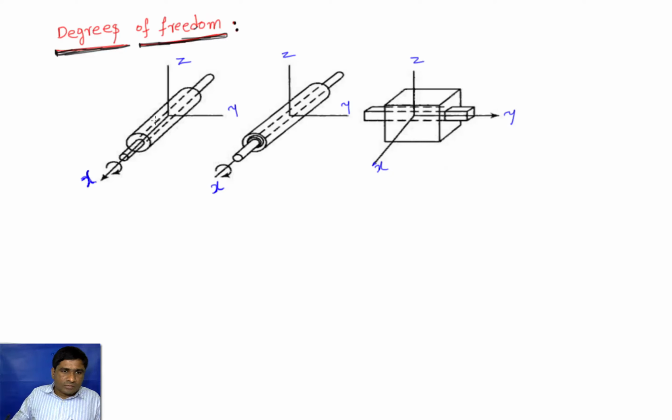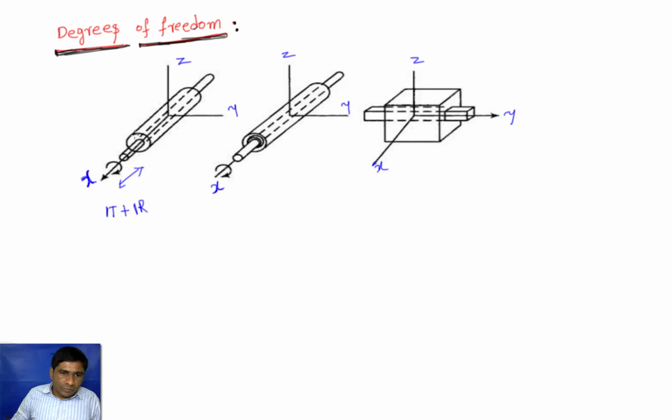In this example, we have a cylinder inside a hollow cylinder. So this cylinder can move in this direction along the x-axis, but it cannot translate in either y-axis or z-axis. Here we have only one translation motion, and it can rotate about the x-axis also, because for example this is the x-axis and I can rotate like this. So here we have one translation and one rotation when you have a cylinder inside a hollow cylinder.